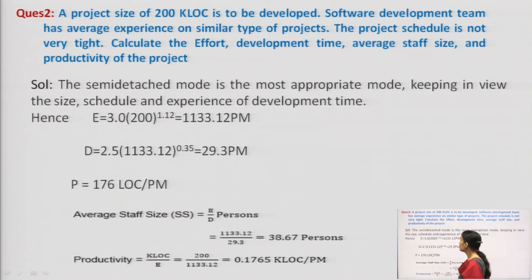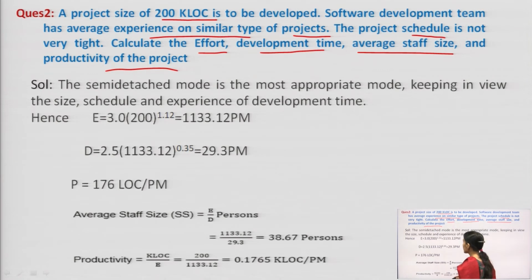The second question: a product size of 200 KLOC is to be developed. The software development team has average experience on a similar type of project, so I will be taking the semi-detached mode. The project schedule is also not very tight. Based on these assumptions, and with KLOC given, I will be taking the semi-detached mode into consideration. Calculate the effort, development time, average staff size and productivity of the project.